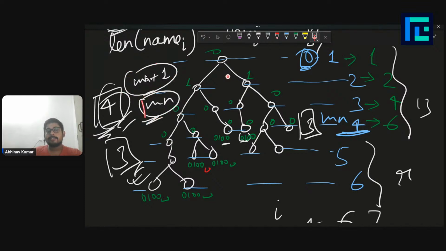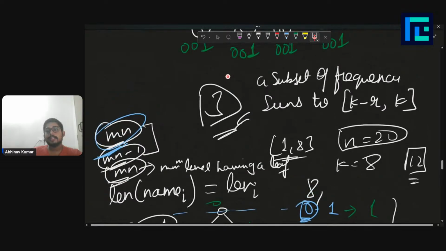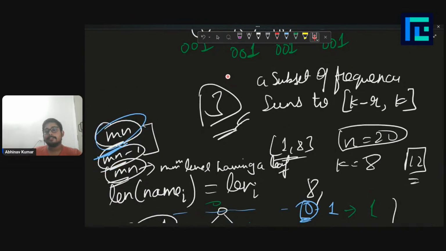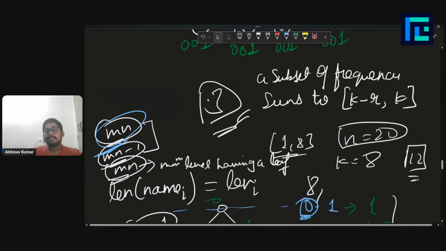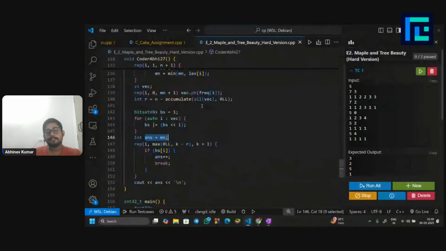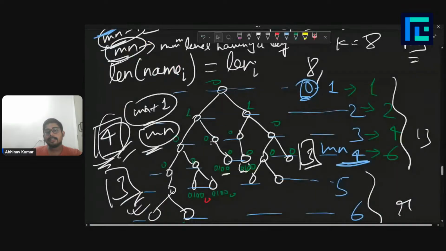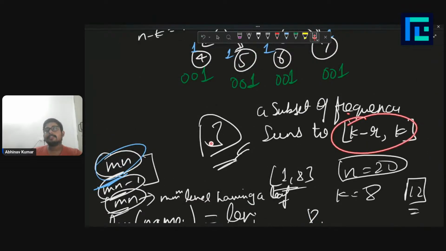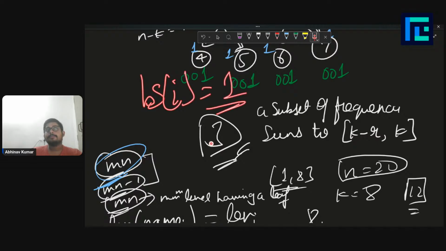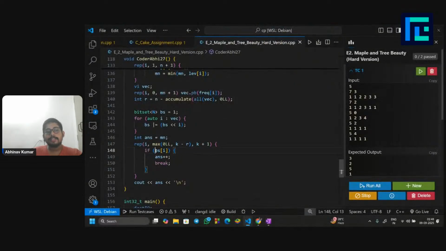So I initialize my answer with mn. Worst case it would be mn, and if it is possible to get any answer in the range from k minus r to k, then I can update my answer to mn plus 1. So if in this range any bit set bs of i is set to 1, that means making that sum is possible. If any bs[i] is true, I do answer plus plus and break out. If none of them is true, answer would remain mn only, and we print our answer.